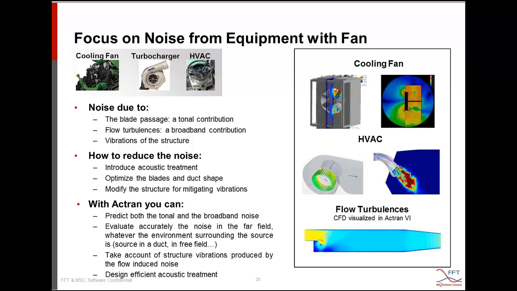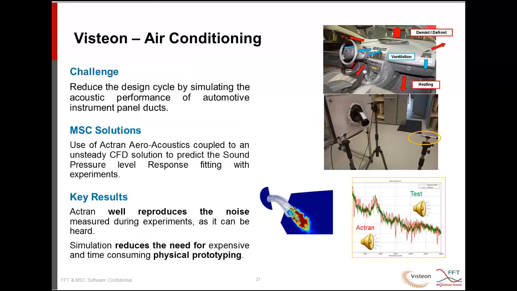So let's see now some industrial case studies. The first one is from Visteon. It's an air conditioning system. This industrial case underlines that Actran can be coupled with a CFD tool for computing the flow-induced noise and getting good correlations with experiments. So the sounds measured and the sounds simulated can be compared merely by listening to them.